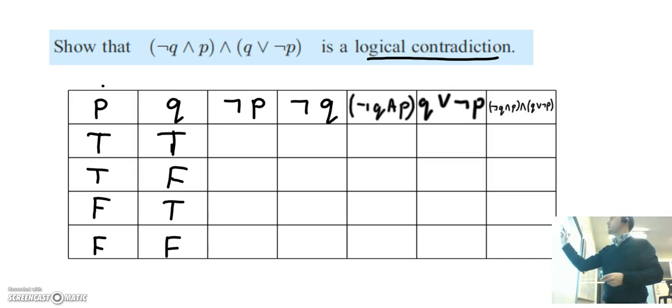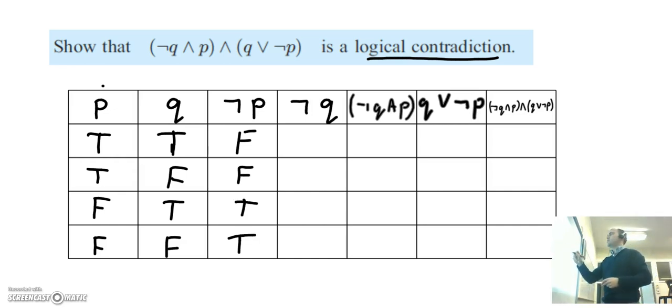So we're looking at P. If it's not P, so it's the opposite. So if it's true, it must be false. If it's false, it must be true. Here we go with Q. If it's true for Q, if it's not Q, it must be false. If it's false, it must be true. If it's true, it must be false, and true.